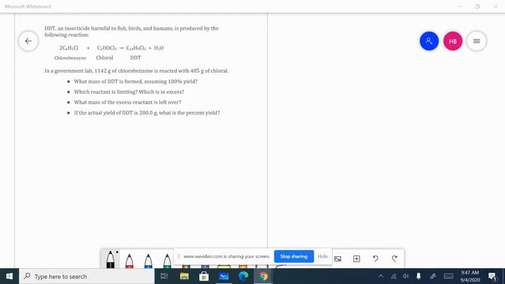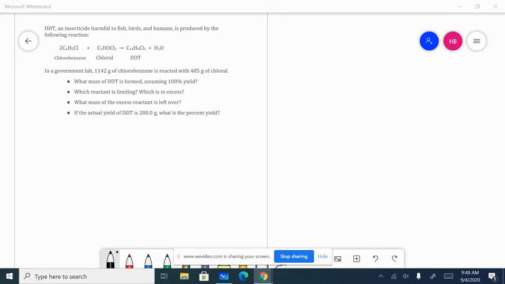Anyway, let's read this. DDT, an insecticide harmful to fish, birds, and humans, is produced by the following reaction. Chlorobenzene reacts with chloral to produce DDT, which is that dichlorodiphenyltrichloroethane, and water. So in a government lab, 1,142 grams of chlorobenzene is reacted with 485 grams of chloral. What mass of DDT is formed, assuming 100% yield? What's the limiting reactant? What's in excess? What mass in excess of the reactant is left over? And if the actual yield of DDT is 200.0 grams, what is the percent yield?